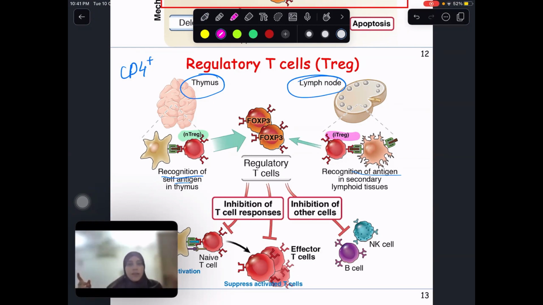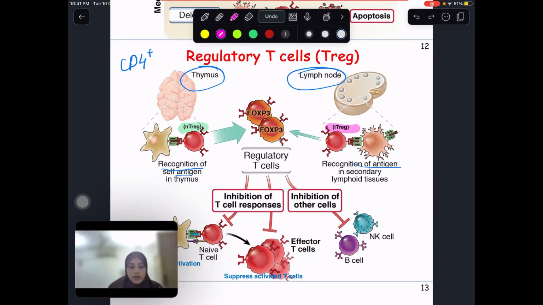In the thymus is the natural Treg, and in the lymph node, or any peripheral lymphoid organ, it is the induced Treg. Now the idea is that the regulatory T cell, I will keep referring to it as Treg because it's easier, will have markers that differentiate it from other T cells. How will I know this is a T helper cell, a CD4, a CD8, or a Treg? From markers. This is a gene found in the Treg, FOXP3. That's it.